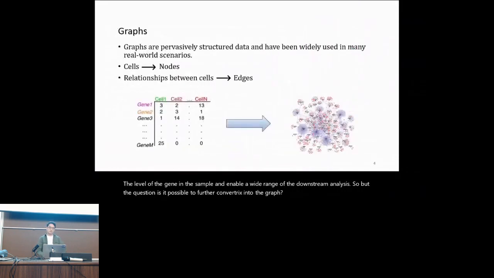The answer is yes, because a graph is a data structure concept used to represent the relationships between objects. And in our case, converting the single cell RNA sequencing count data into a graph involves using the cells as the nodes and their relationships as the edges, which can be defined based on various criteria such as gene expression similarity or co-occurrence.